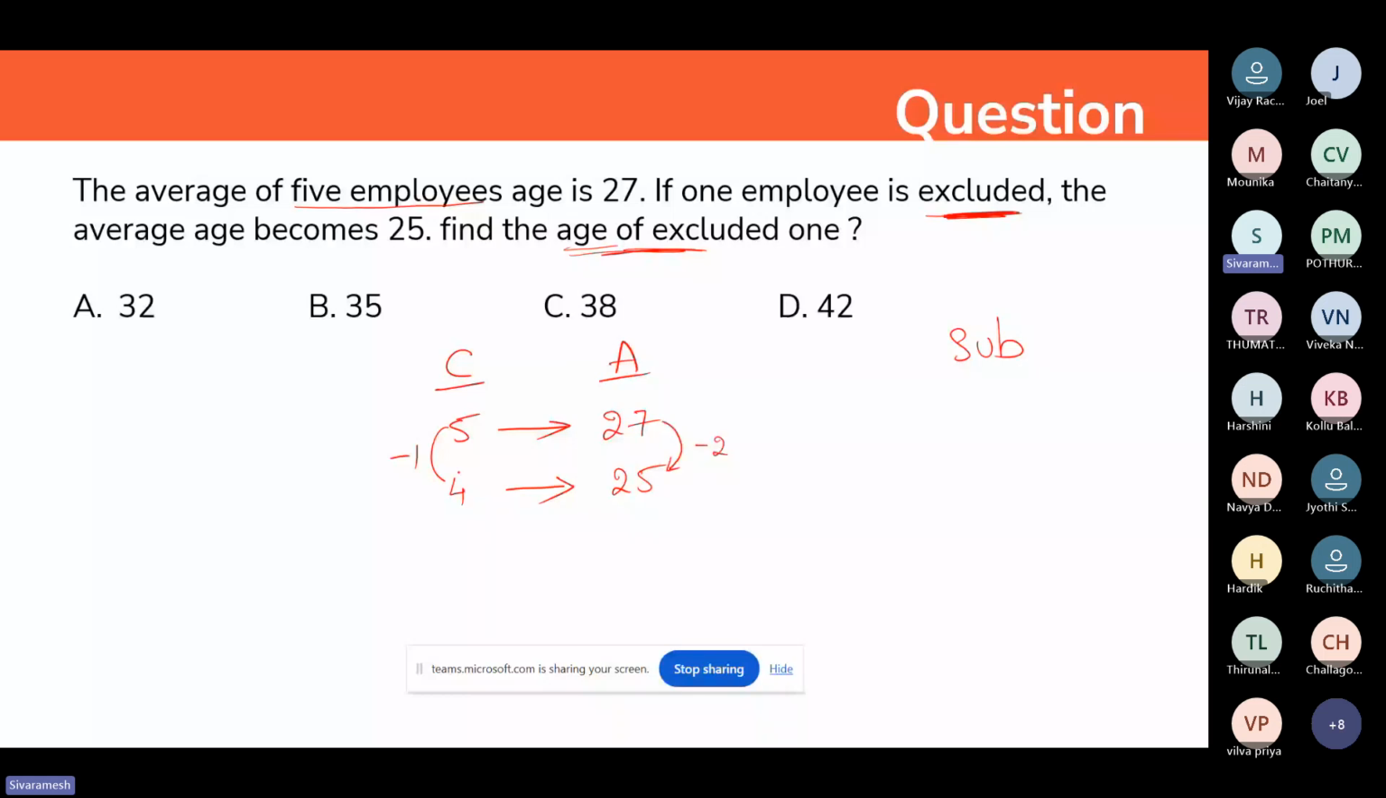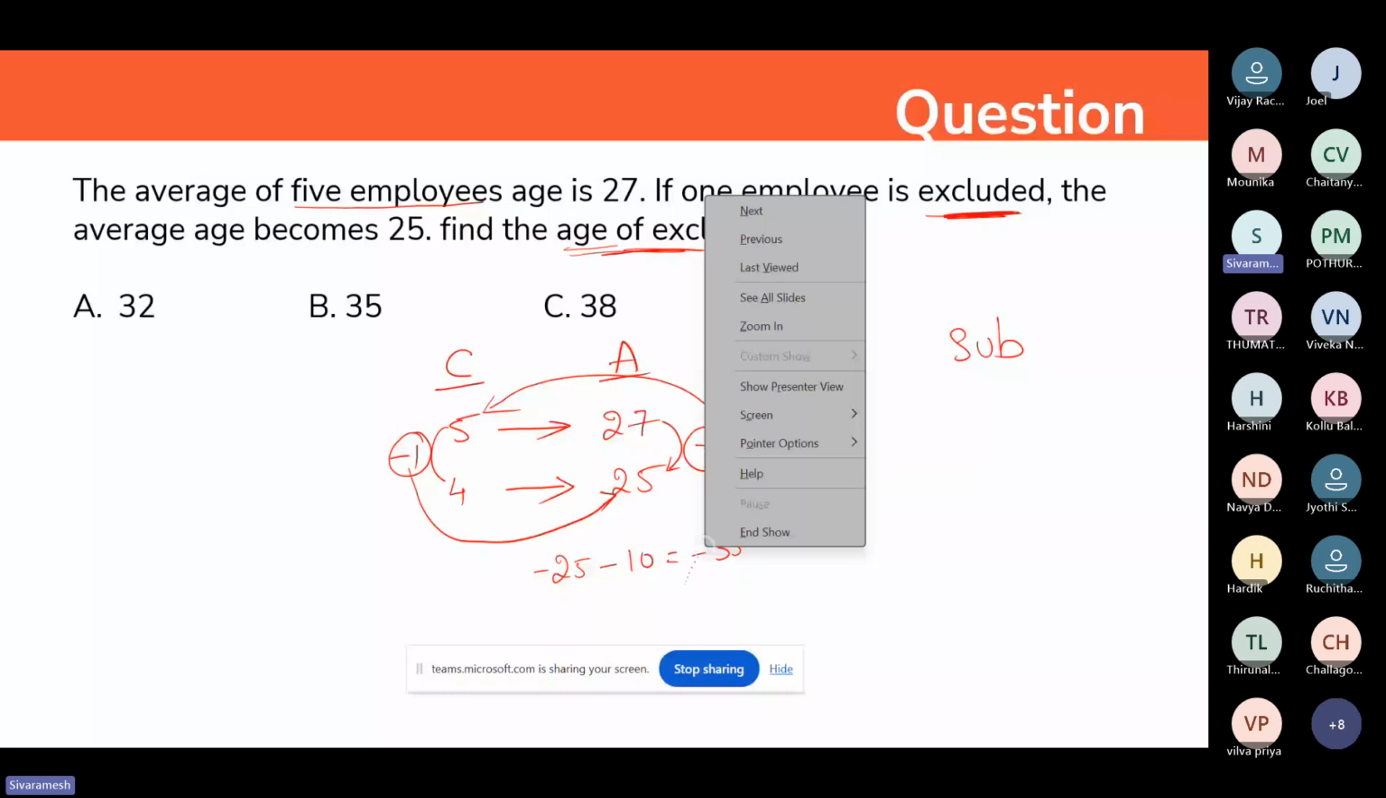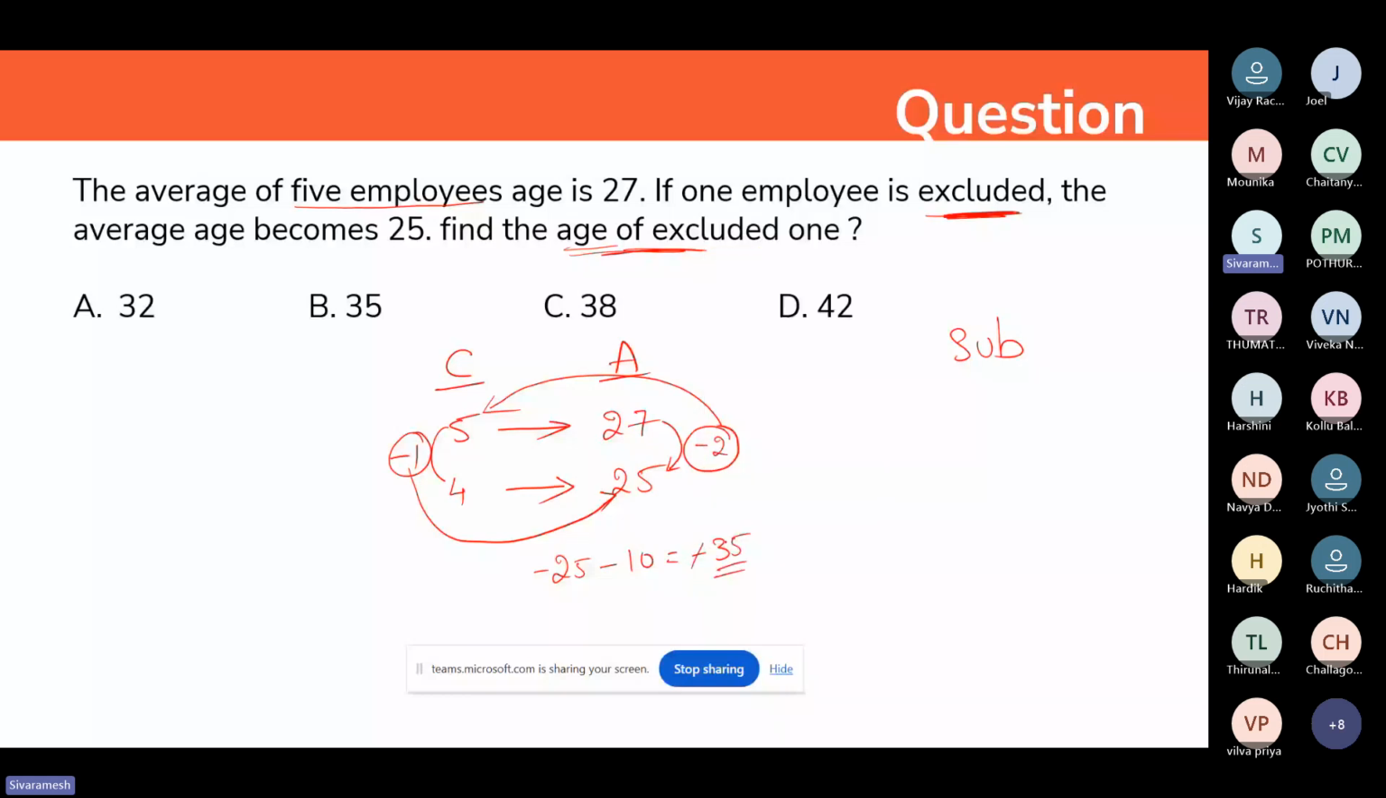Now what you need to do is left side difference you multiply with this bottom number. So minus 1 into 25 will be minus 25. And right side, be careful with the symbols plus and minus. Minus 2, this number should be multiplied with the top number. So minus 2 into 5 is minus 10. So what is minus 25 and minus 10? Minus 35. After getting the final value, if you see any negative, you can neglect that negative value. So we can say that the excluded person's age will be 35.